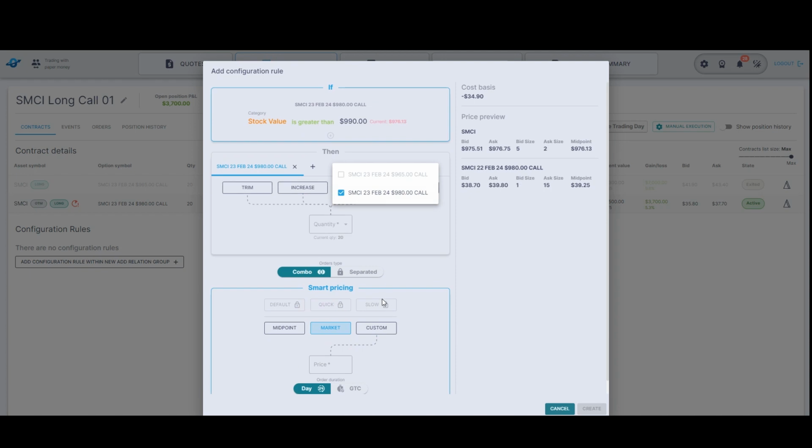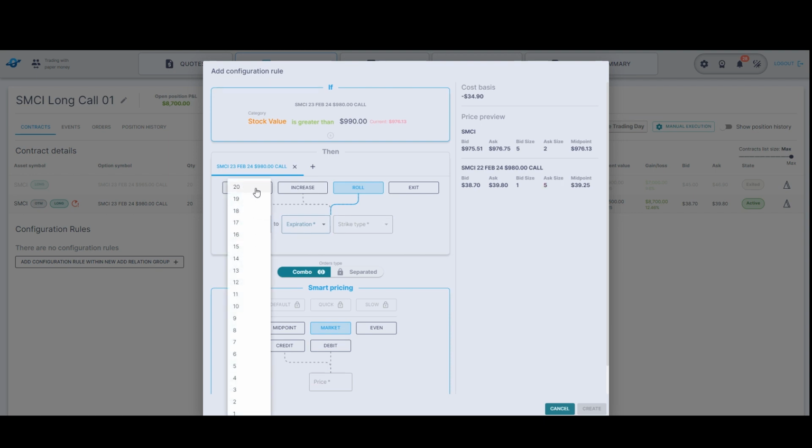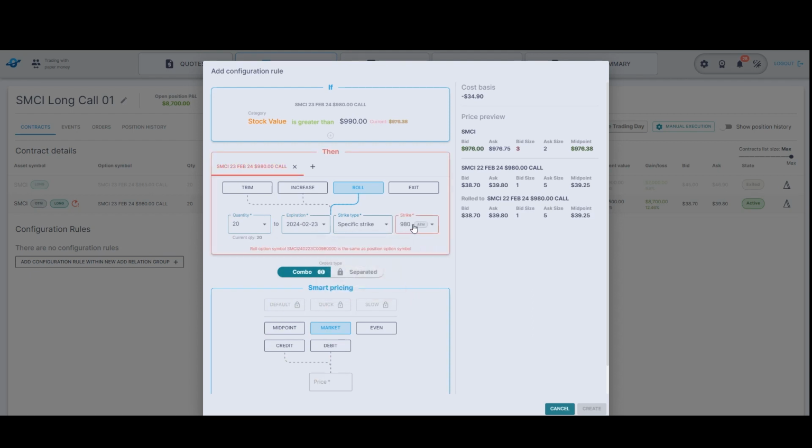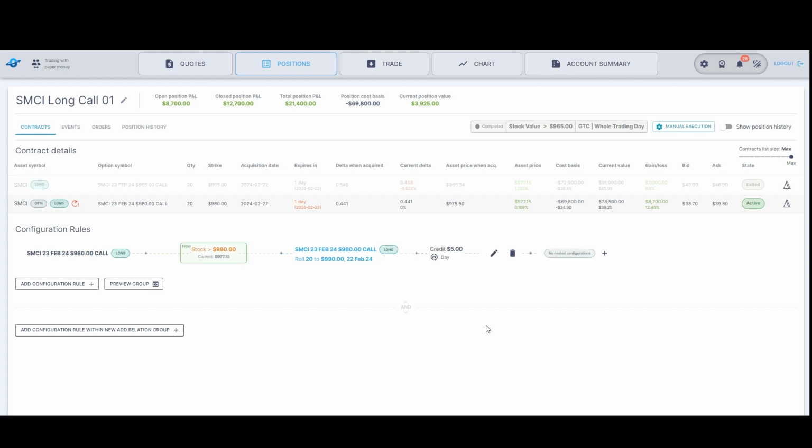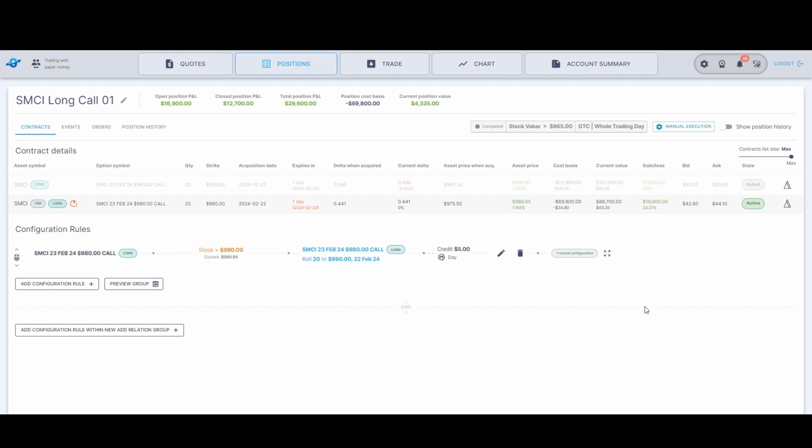Select asset, that one. We're going to roll this up, and let's go to the 990s. Roll all 20, and we're going to roll up to the specific strike. Let's go up to the 990s, and we're going to roll up for another credit. Let's do another $5 and see if we can get that. Create. You can see we're starting to climb up towards our 990. So once we get up there, we'll have to watch to see if this thing can trigger. So we'll be back in one sec.